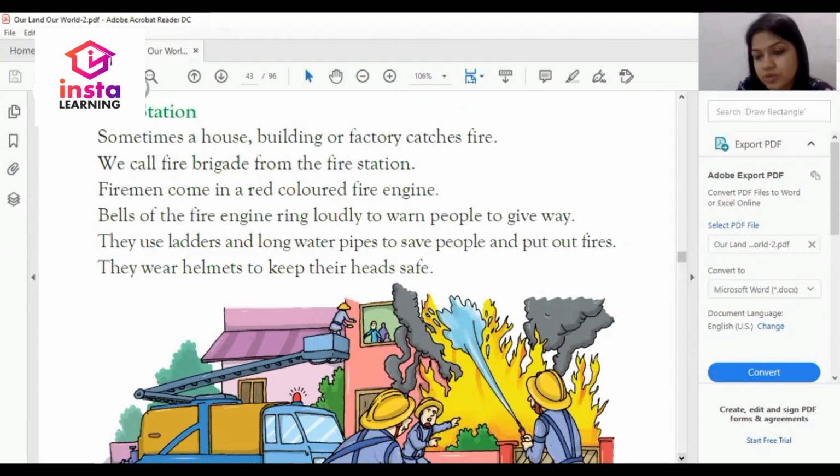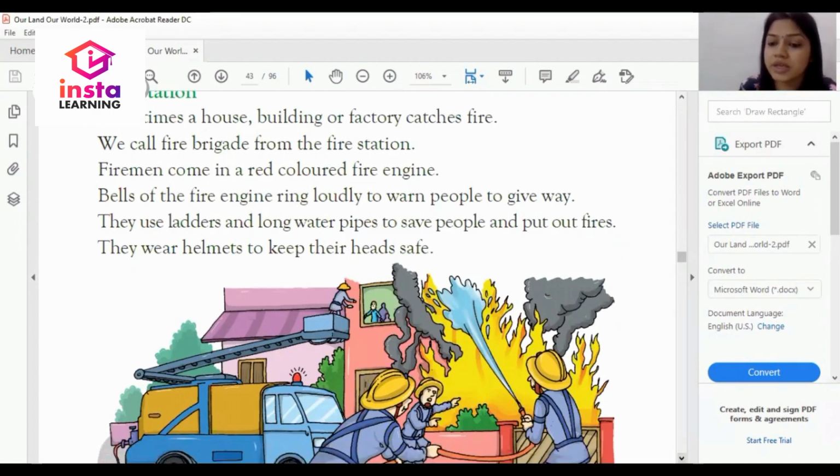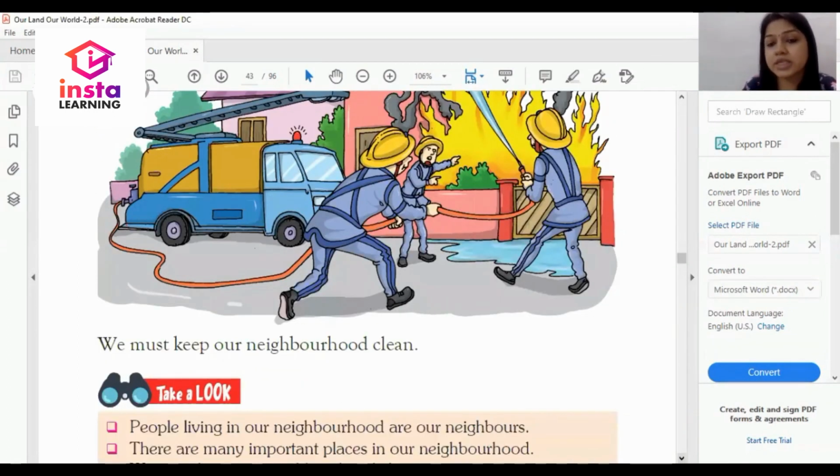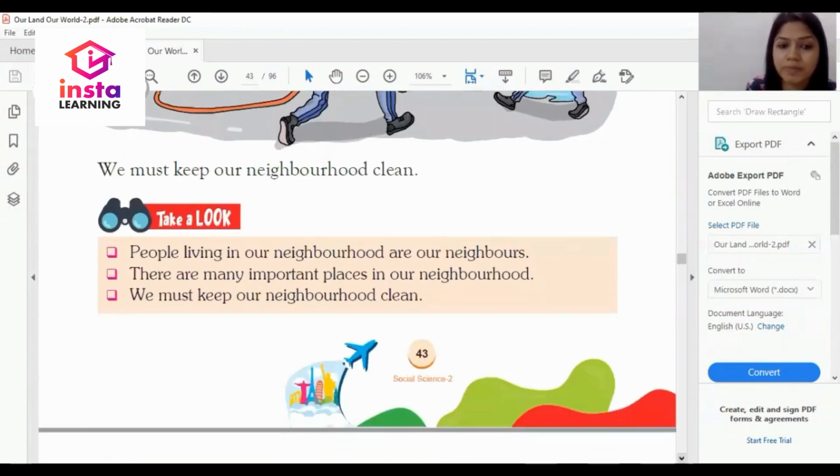तो वो जो फायर इंजन होता है उसकी आवाज जो होती है, उसकी जो बेल होती है वो बहुत तेज होती है लोगों को वार्न करने के लिए कि आप इस जगह से दूर रहें. They use ladders and long water pipes to save people and put out fires. They wear helmets to keep their head safe. So we must keep our neighborhood clean because the neighborhood is very important part of our life.